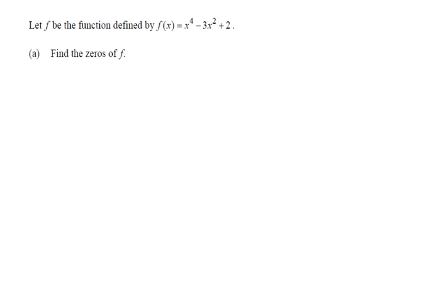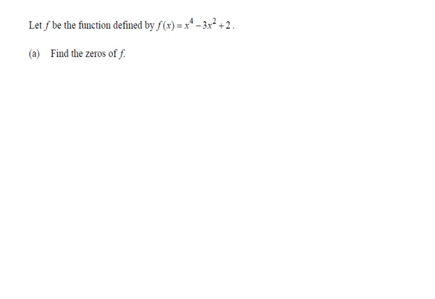With the next problem, we have the function defined by f of x is x to the fourth minus 3x squared plus 2, and we're first asked to find the zeros of f. To find the zeros of f, there are a number of different ways. We could use synthetic division, starting with x equals 1 as a root, and that would give us the roots from that.